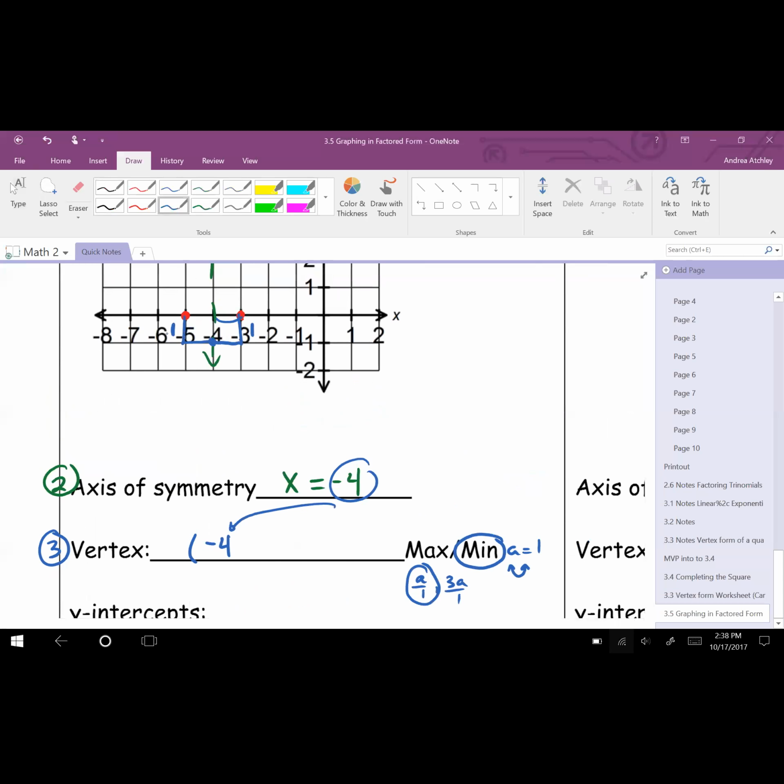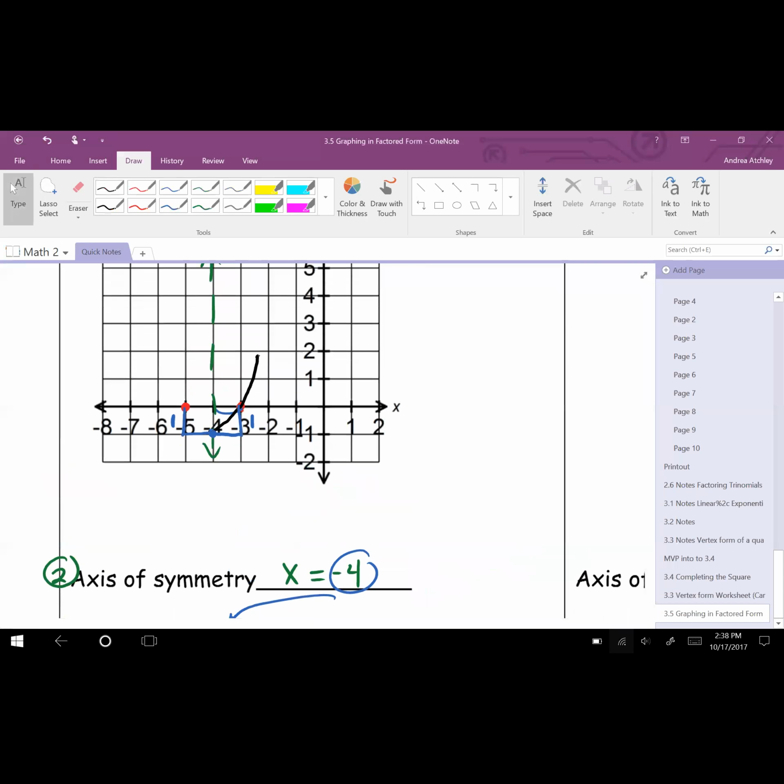Any questions? So my vertex is at -4 and -1 for my y value. And then there's my parabola.